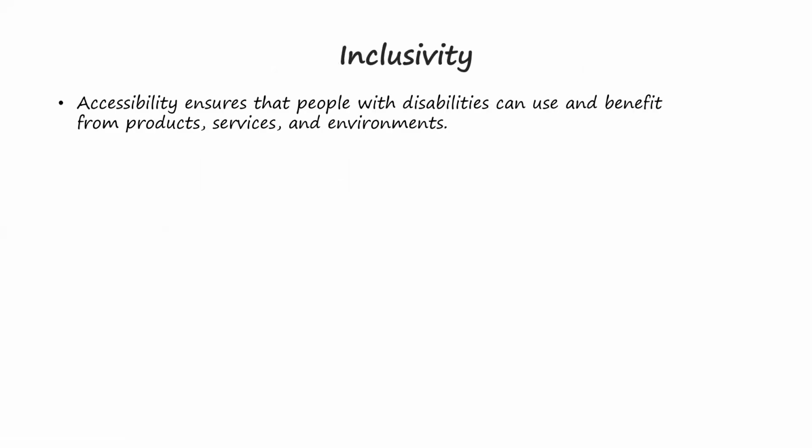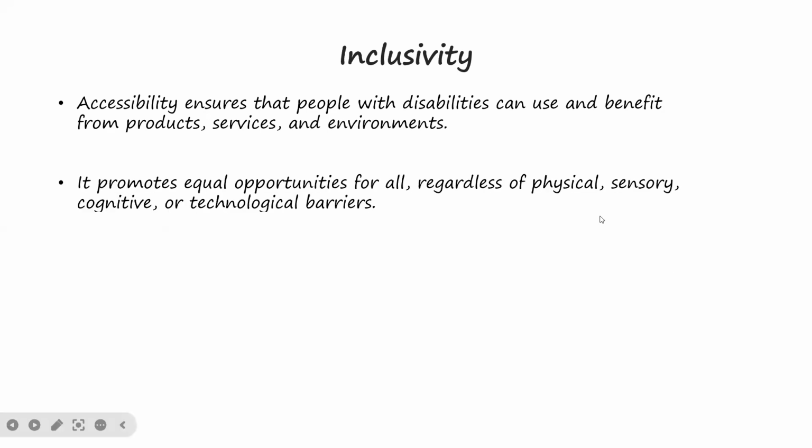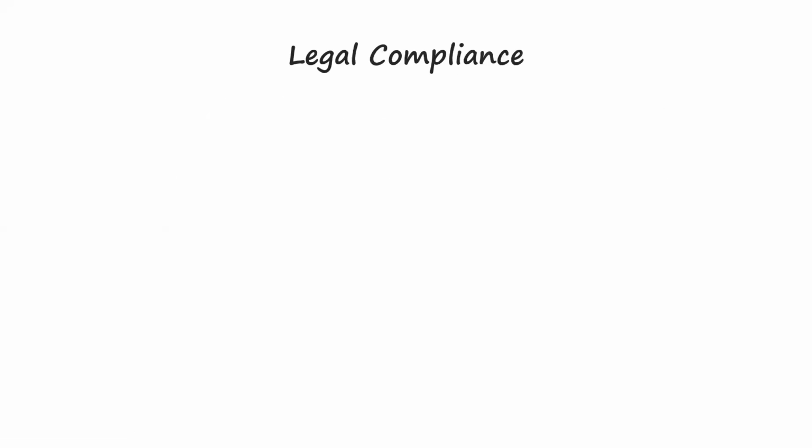Inclusivity is one of the importance. Accessibility ensures that people with disabilities can use and benefit from your product, your services, and your environment. When you're creating a web application, people with disabilities can also use your applications, so you also have to include them. It promotes equal opportunities for all, regardless of physical, sensory, cognitive, or technological barriers. So that means you have to create accessible applications.